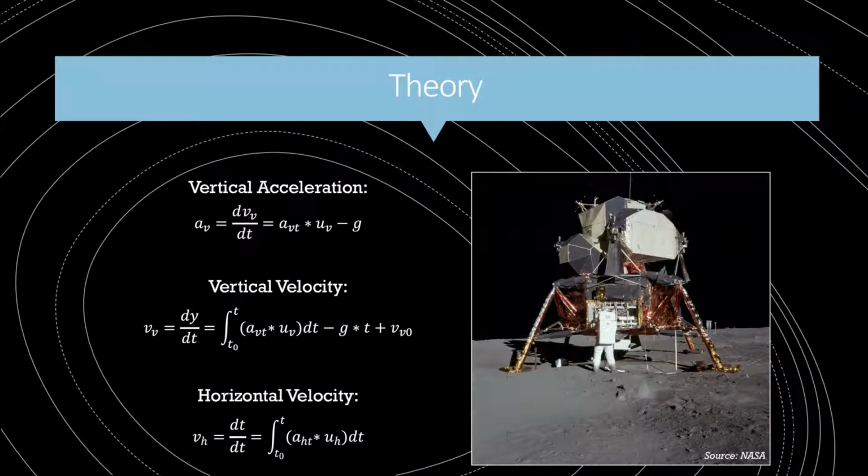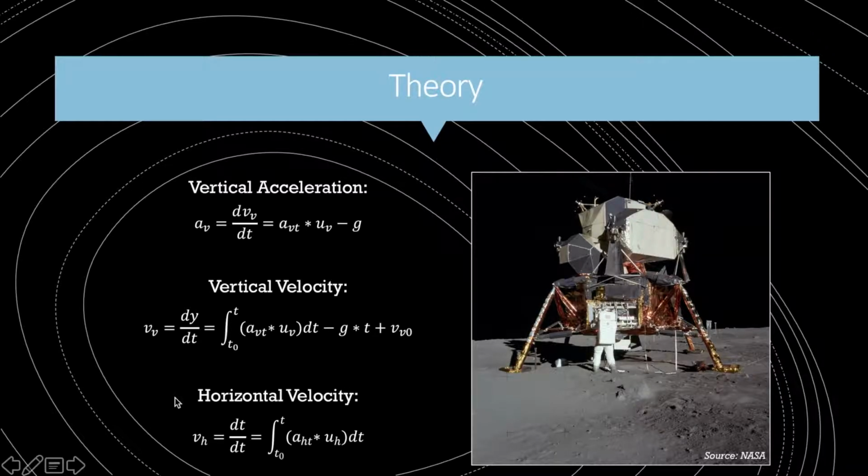So this is the model that governs a lander that might be landing on the moon. For the vertical direction, the acceleration is given by these terms. This is the acceleration from the thrusters, and this U sub V is the fraction thruster. So this is the percent thruster, but it's between 0 and 1 times the acceleration from the thruster. And this G is obviously the acceleration due to gravity, which is propelling it towards the moon. Then if you integrate that with respect to time, you get this expression for the vertical velocity.